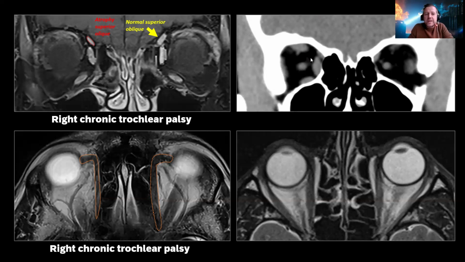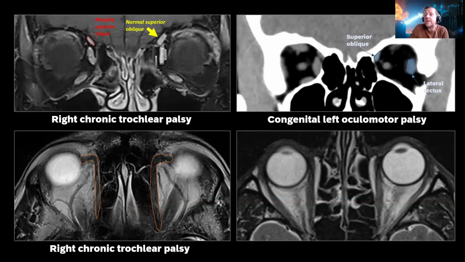This patient over here, so this was also a right chronic trochlear palsy, and this patient over here, look at the left eye. What do we see? Well, we see the superior oblique and we see the lateral rectus muscle, but all other extraocular muscles look absent or very, very small compared to the other side. So what does this mean? This patient has a chronic left oculomotor palsy, and in this case it was a congenital left oculomotor palsy.